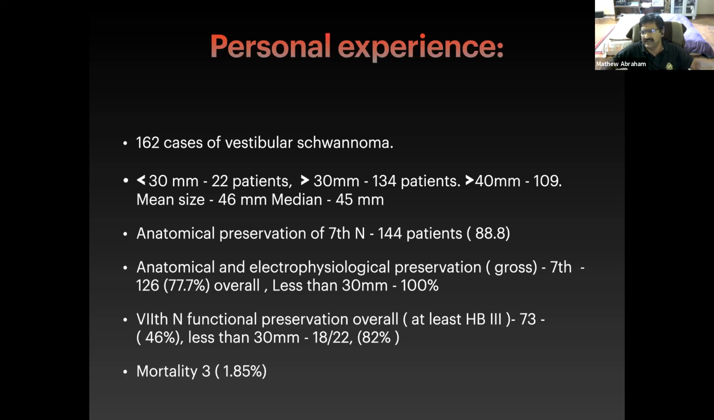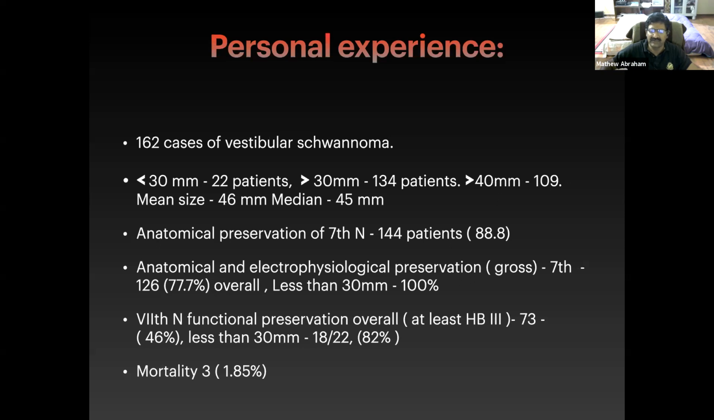Anatomical preservation, that is, you get an anatomical nerve, I have managed in almost 144 patients. Anatomical and electrophysiological, that is gross electrophysiological. I admit that I'm not able to clearly differentiate the extent of electrophysiological preservation, because at that stage, it becomes a little difficult to differentiate between the amplitude levels or the proximal to distal ratio of the amplitude. In 77.7% patients, we could get some form of electrophysiological preservation. And in less than 30 millimeter tumors, almost all patients, we could get anatomical and electrophysiological preservation.